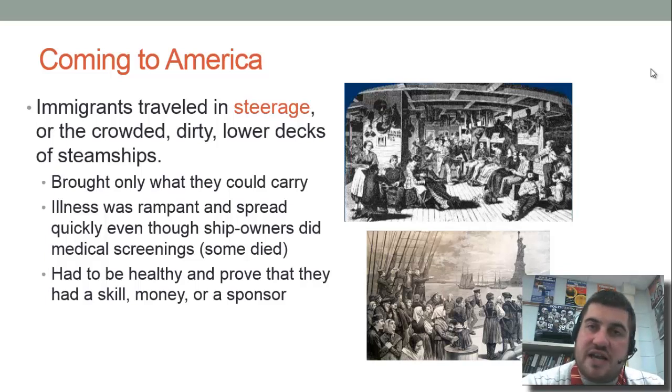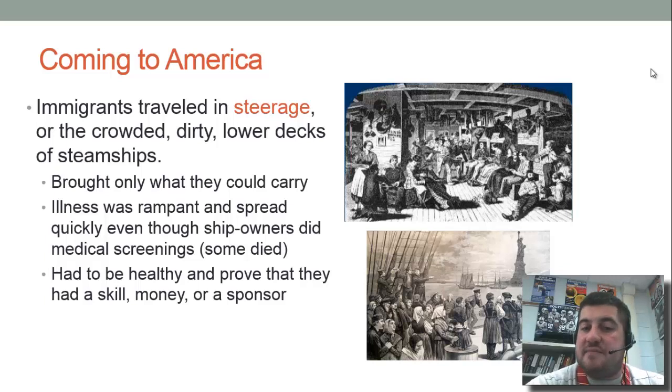You could only bring what you could carry. If it was a suitcase, that's fine, but you had to stuff all your possessions, all your lifelong belongings into a bag and bring them to America. Illness spread, even though the ship owners did medical screenings beforehand. Some people died along the trip to America because if they weren't healthy, they didn't let them go. But what if the illness was incubating inside a person's body and then decided to spread while the person was on the ship? A lot of people would get sick.